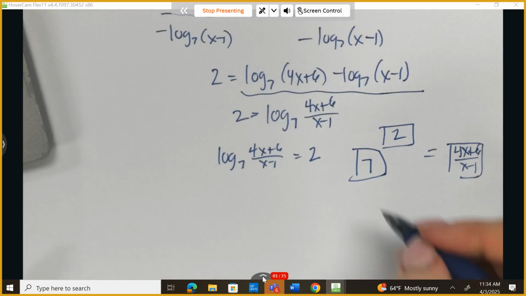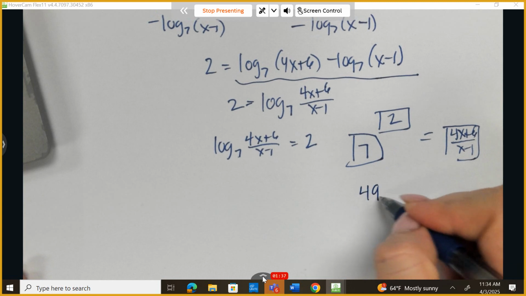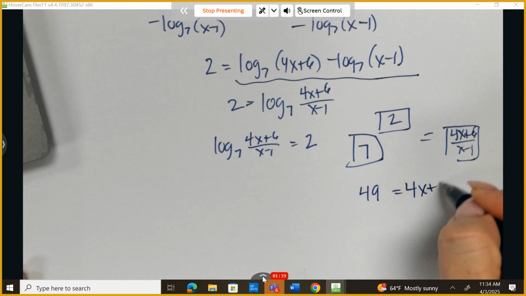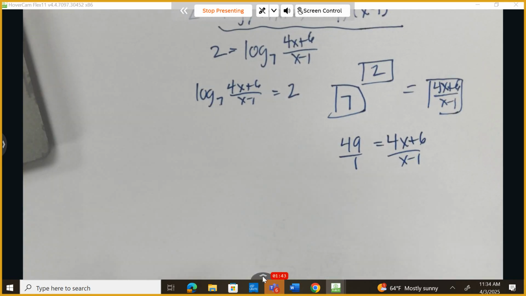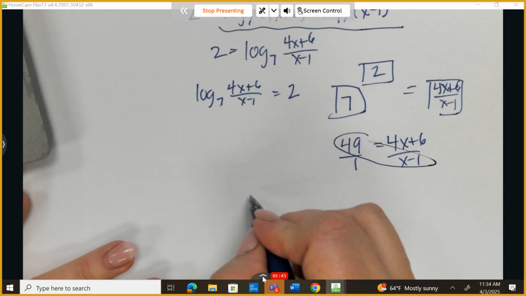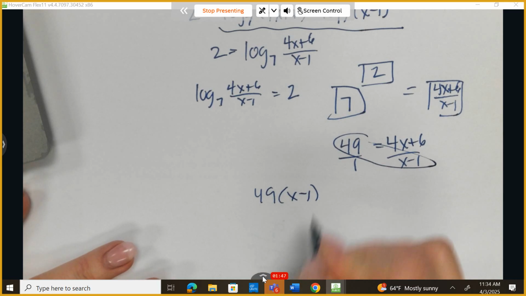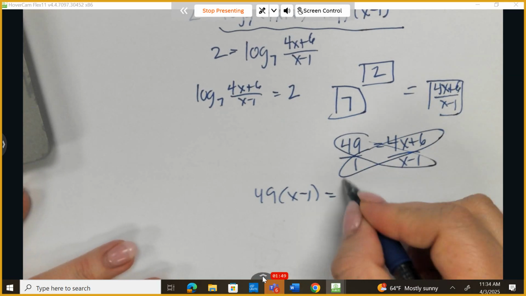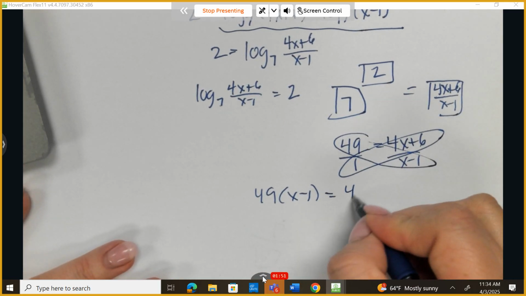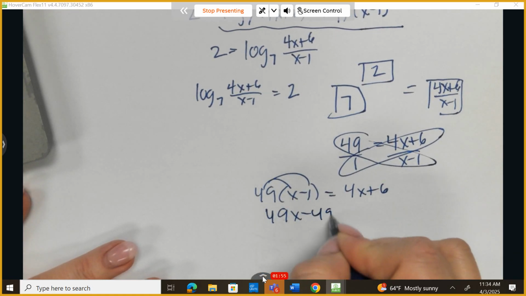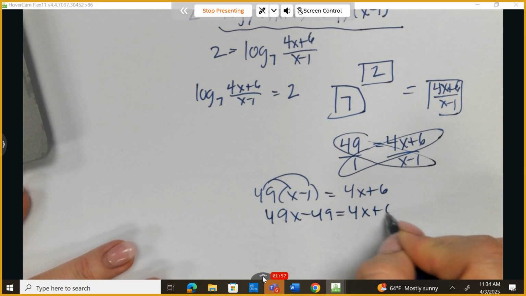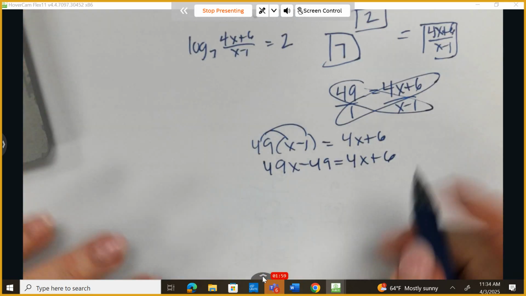Now I know that 7 squared is 49. And I'm going to put 1 underneath. And now I'm just going to do quick cross multiplying to solve. So I have 49 times quantity x minus 1. And I know 1 times the quantity 4x plus 6 is just 4x plus 6. Let's distribute to get 49x minus 49 equals 4x plus 6. And now I'm just going to do some quick algebra.